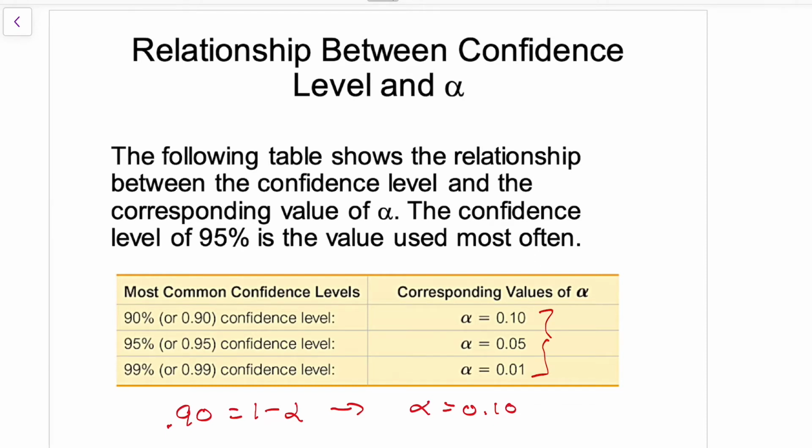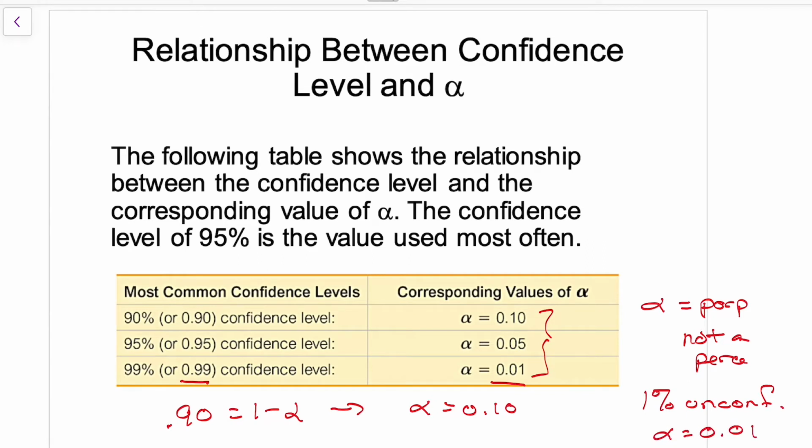Our unconfidence, if we are, for example, 99% confident, that means we're 1% unconfident, which gives us an alpha level of 0.01. Remember, alpha really is a proportion, not a percentage. So if we're 1% unconfident, that means alpha is 0.01. We have to change the percentage into the proportion.